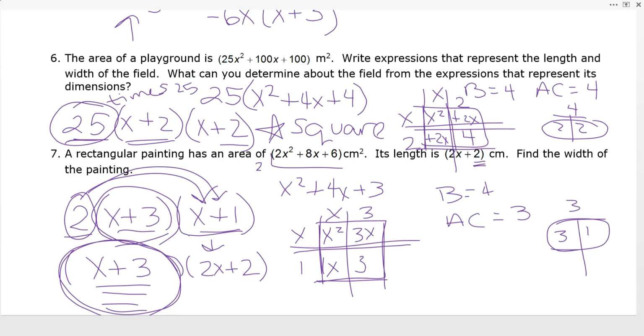So I hope if you were feeling uncomfortable about factoring, that doing a little more practice helped. And we'll do some more tomorrow.